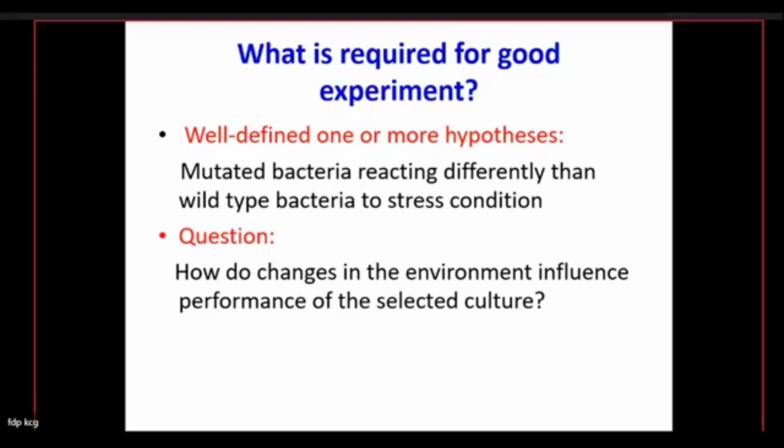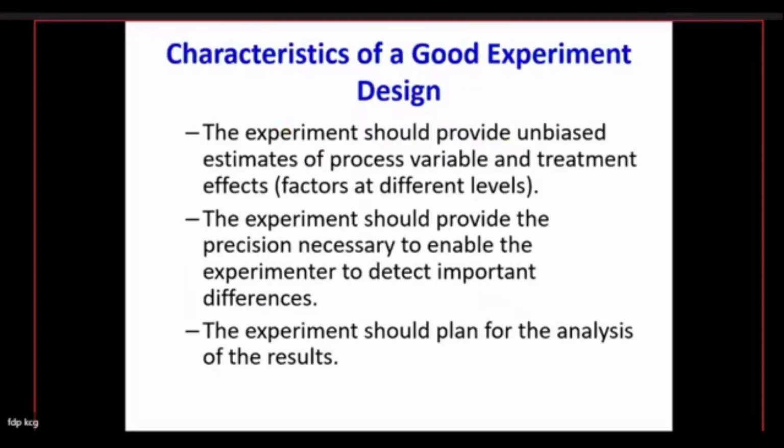The second question is: how do changes in the environment influence the performance of a selected culture? This is the simplest kind of hypothesis. When you design your experiment, you have to frame the simplest hypothesis. A characteristic of good experiment design is that the experiment should provide unbiased estimates of process variables and treatment effects. Here the word unbiased is very important.